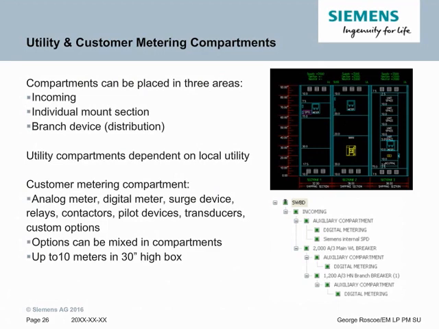Some examples of things the customer will have are analog meters, digital meters such as PACT meters, surge protective devices, relays, contactors, pilot light devices, transducers, special equipment for communication, and many other things. As mentioned earlier, options can be mixed in compartments, specifically the full-size compartments in incoming and individually mounted sections. For example, you can fit up to 10 meters in a 30-inch individually mounted auxiliary compartment.